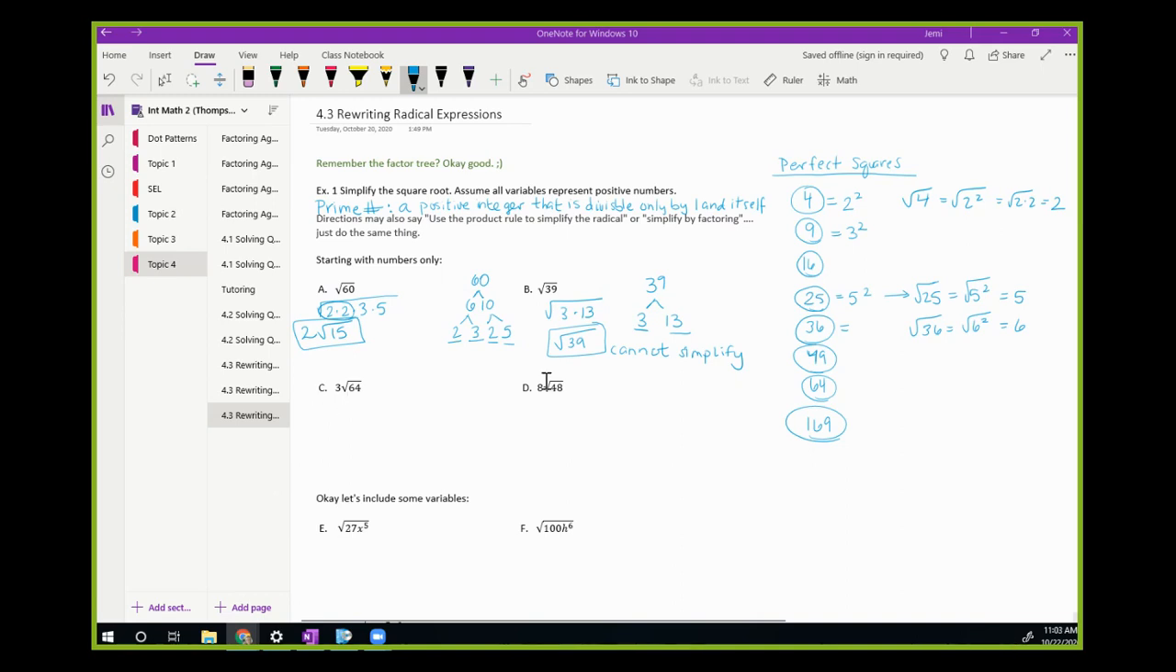All right, so now with C, I have 3 times the square root of 64. So when I have a 3 out in front, I'm just going to leave the 3 in front, and then I'll rewrite the square root of 64 after I do the factor tree. Now, some of you might look at that and go, oh, I know what the square root of 64 is. That's great. You can use that. But I'm going to go through all the steps here just in case we don't know what the square root of 64 is.